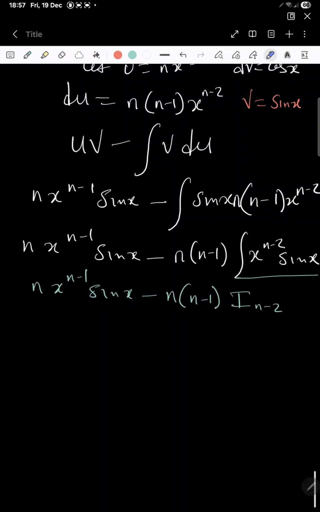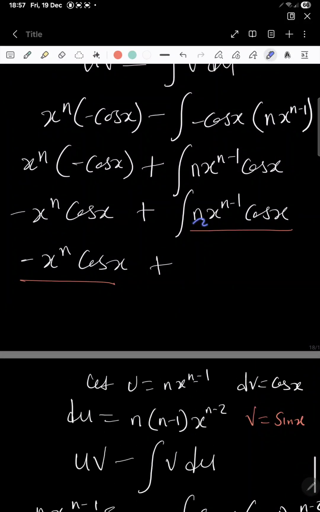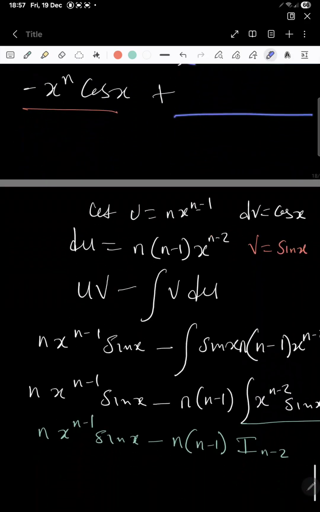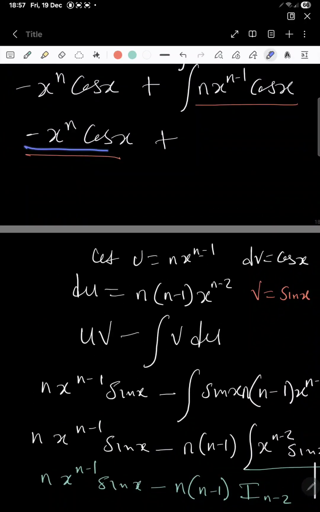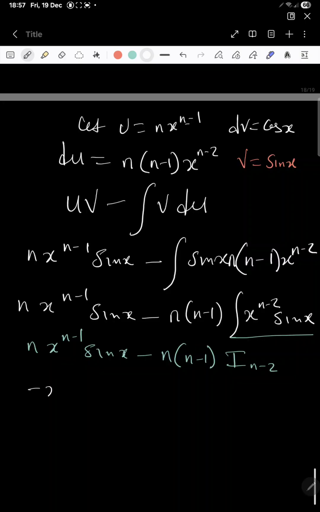That's what you have. So from here now, remember, we kept which one? We are just integrating this part, but we kept this part. So the answer that we've gotten now for this, we need to add it there. So I'll get first this one that I kept, which is negative x to power n cos x. So negative x to power n cos x.